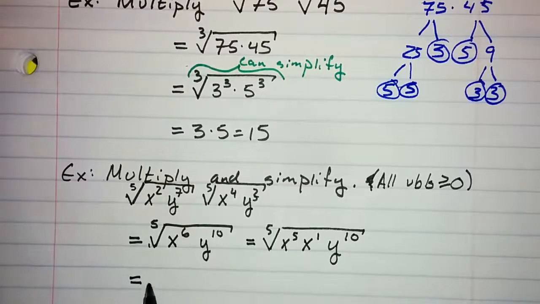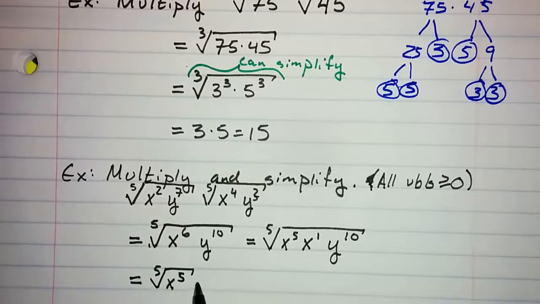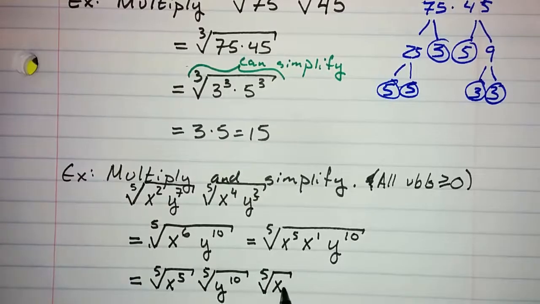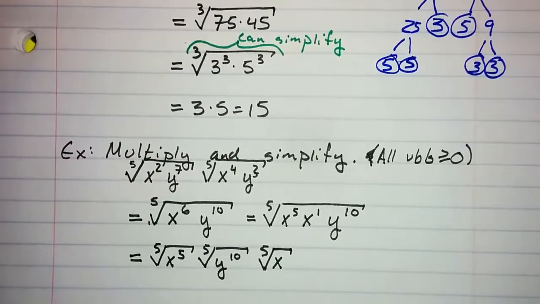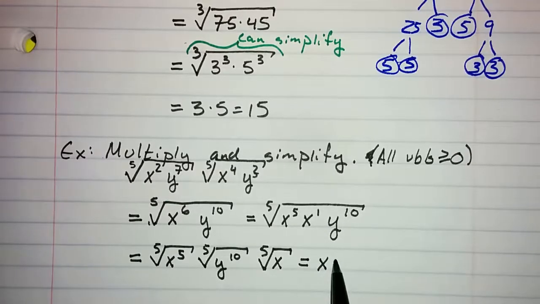So this is going to be the fifth root of x to the fifth, the fifth root of y to the 10th, and the fifth root of x to the first, but I don't need to write the first power. The fifth root of x to the fifth is just x. The fifth root of y to the 10th is y squared. And then we're left with the fifth root of x. And that's all there is to multiplying radical expressions.